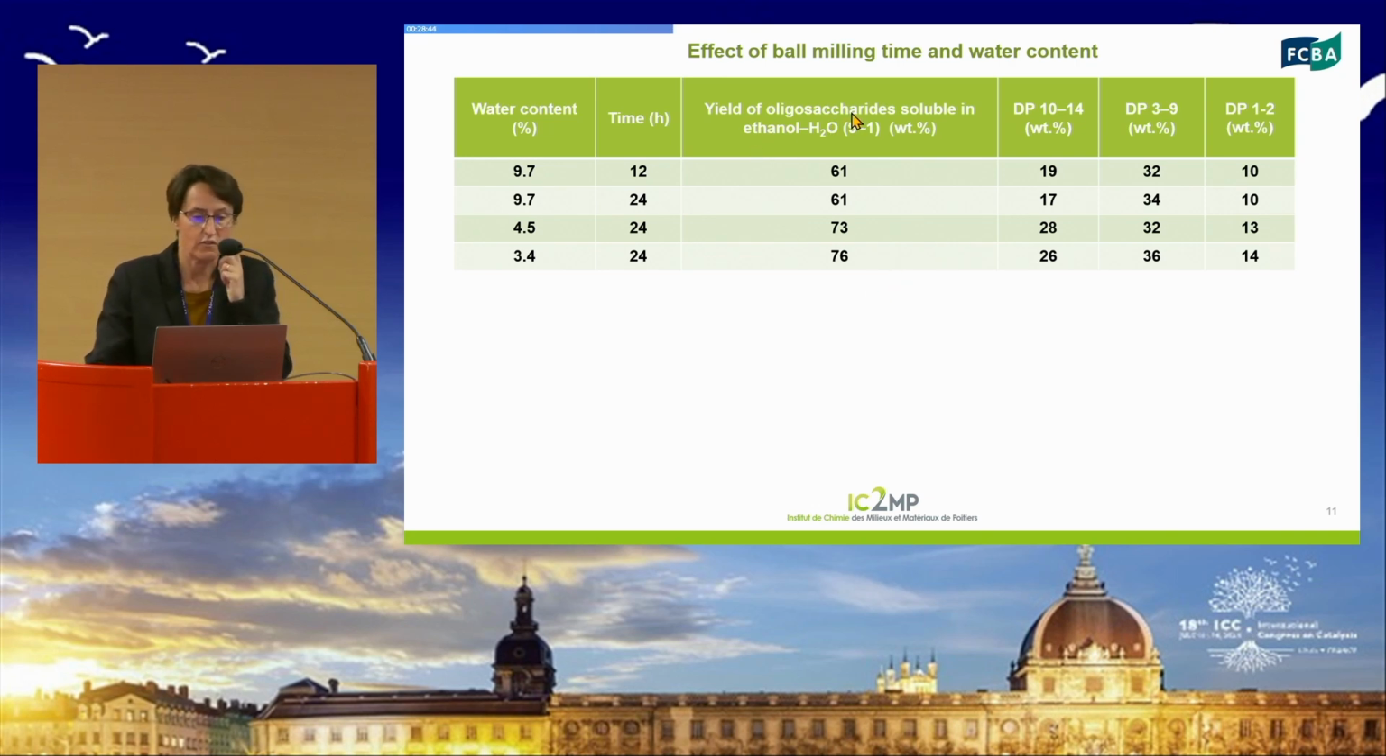Here is the yield of oligosaccharides soluble in ethanol-water. Why ethanol-water? This hemicellulose is soluble in water. So if we want to recover and to determine the exact amount of the DP, the degree of polymerization, of glucans with a DP below 14, we need to make a soluble extraction of these compounds. That's why we use a mixture of ethanol and water.